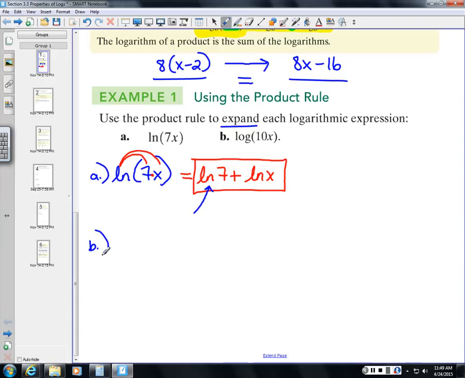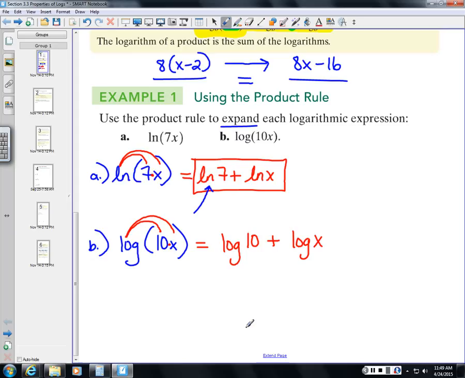Alright, for example B, we have log of 10x. One thing we should be able to recognize here is that if there's no base, there's actually a base of 10 there. That's our common log. But we'll leave it as it is for right now. So this is 10 times x, which means we're going to expand this log. So the log goes to the 10, and the log goes to the x. And because it was a product, we know that we add in between, because the product rule says if it's multiplication, it expands to addition.